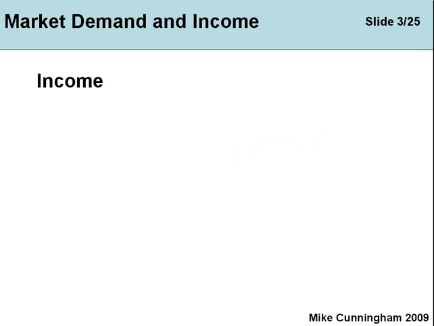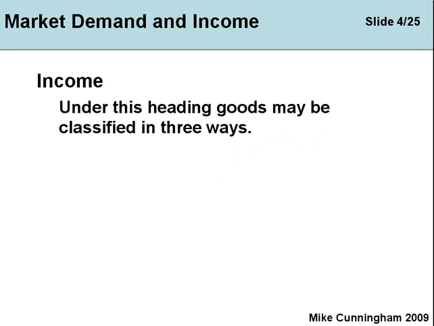So we're going to look at the market demand and income, and under this heading, goods may be classified in three ways. There are three types of relationship when we think of income and demand. The first one is a normal good. We can identify what's known as normal goods. It doesn't mean it's normal in any physical sense. It just means it has a particular relationship with income. So the word normal means the demand has a particular relationship with income.